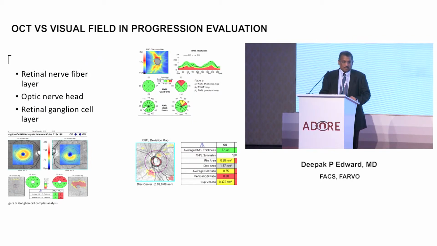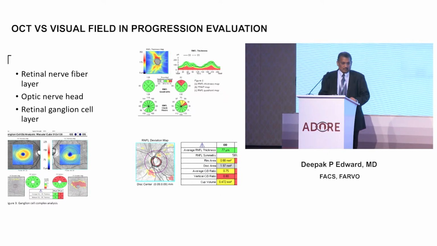Of course, we're looking at the retinal nerve fiber layer, as shown in the picture on the upper right-hand corner. You can see a quadrant type analysis or sector type analysis by clock hour. You can also look at the optic nerve, or you can look at significance maps, as is shown in the RNFL deviation map to the bottom. You can also look at the retinal ganglion cell layer. We'll talk more about it later, where the map of the ganglion cell layer can tell you progression of glaucoma.